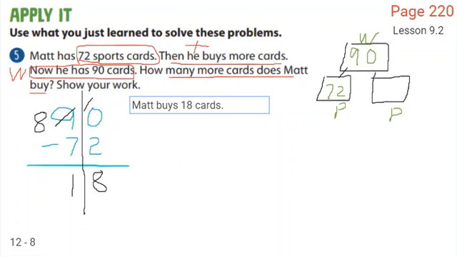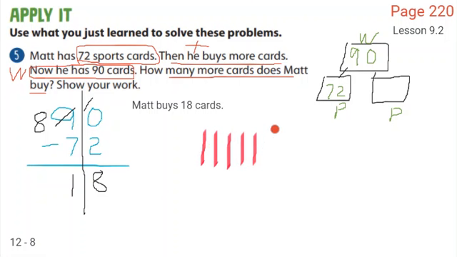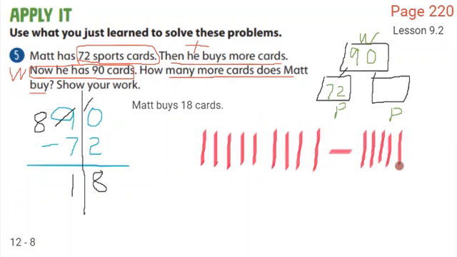So let's take a look here. How many did he buy? I want to do something a little bit different here. So let's say he has 90. 1 ten, 2 tens, 3 tens, 4 tens, 5 tens, 6 tens, 7 tens, 8 tens, 9 tens. That's 90 minus 1 ten, 2 tens, 3 tens, 4 tens, 5 tens, 6 tens, 7 tens, and 1, 2 ones. That equals a number.